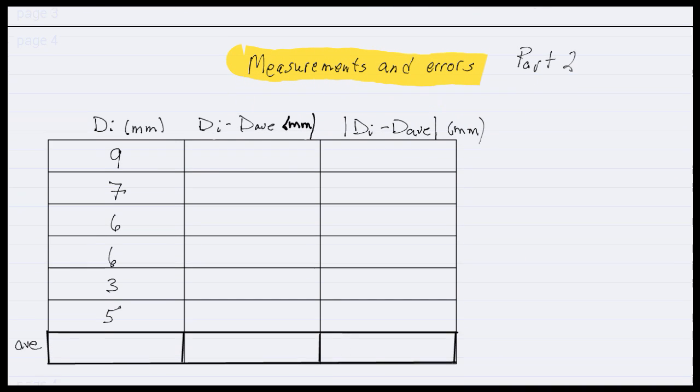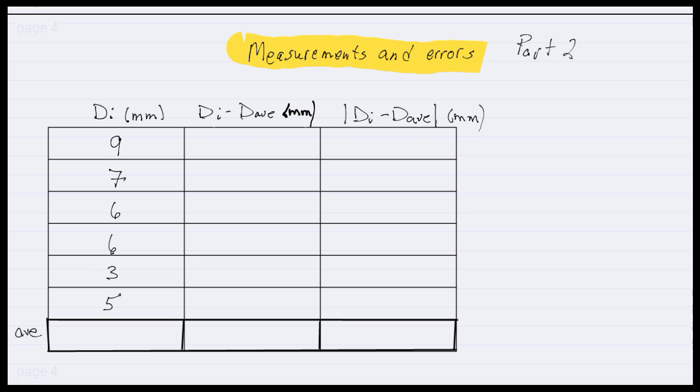So let's talk about another way to estimate errors. In this example, let's say we've measured a distance or a length of something. One way to figure out an error is to take the measurement several times. Let's say we've measured it 6 different times. The first time we measured 9 millimeters, the second time 7, the next time 6, then 6 again, then 3 millimeters, and then 5.